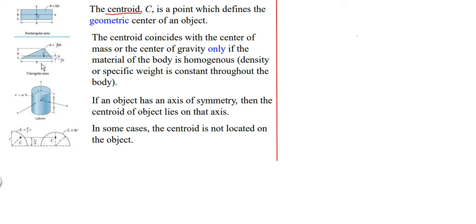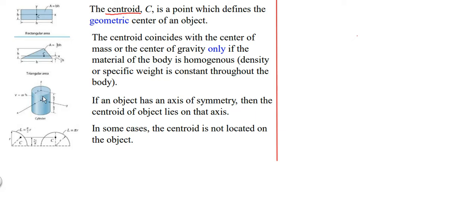There's a triangle there. If we draw a line through the x-axis, through its center of gravity, and the y-axis intersects with the x-axis, we call that the centroid of that object. Here we have a 3D object. If an object has an axis of symmetry, then the centroid of the object lies on that axis.